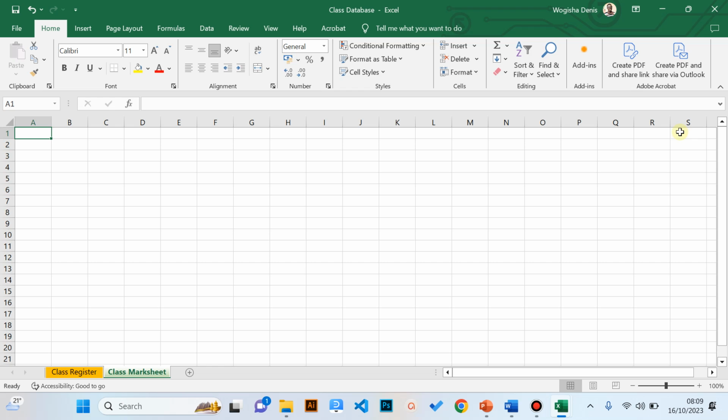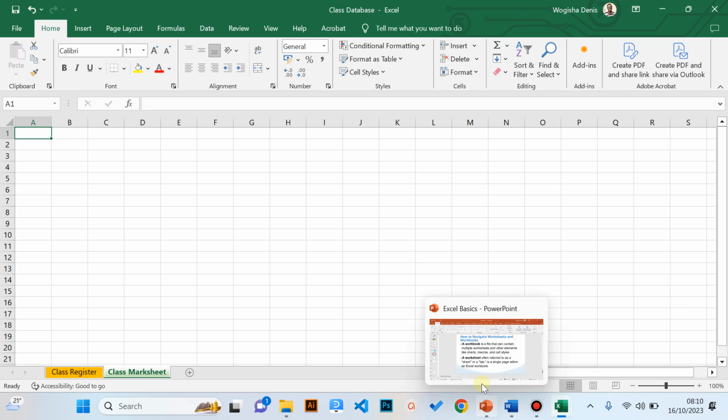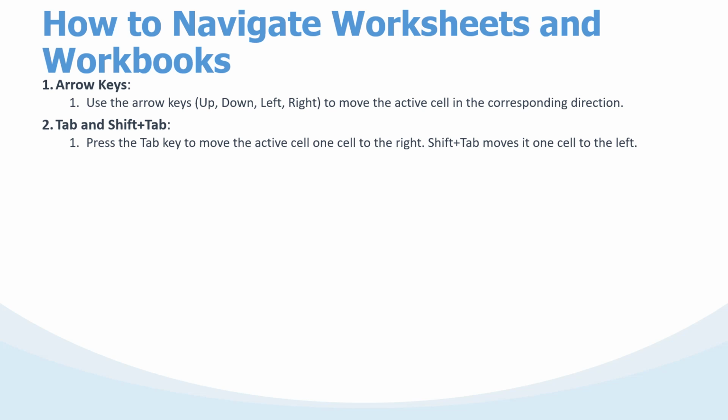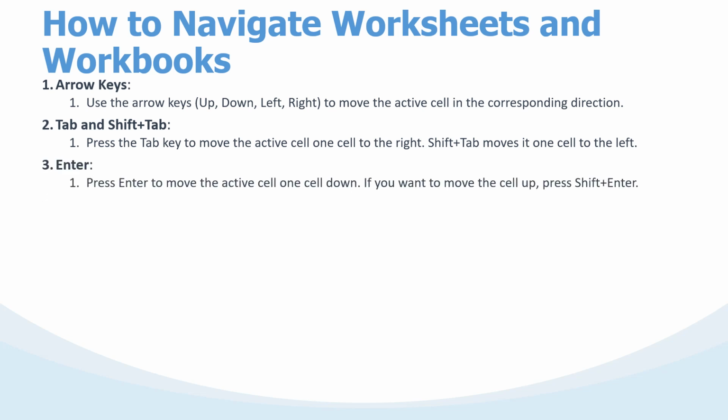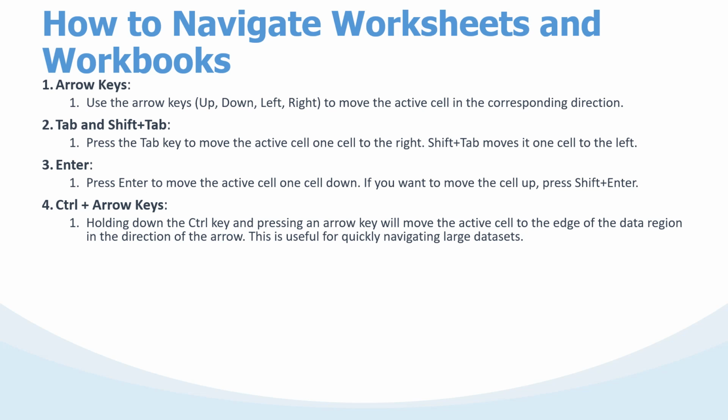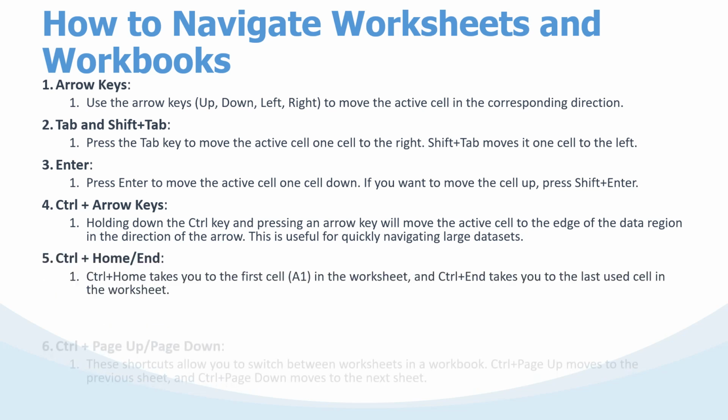That's how we navigate. So just to summarize these shortcuts as we move further, for us to acquaint ourselves once more. We have the arrow keys. You can use them to move up, down, left, right. Then Tab moves to the right, Shift Tab to the left. Enter moves to the bottom, then Shift Enter to the top. Then we have the Control arrow keys. You can use them to go to the edge or the last column of a worksheet, then the last cell of the last row of the worksheet.